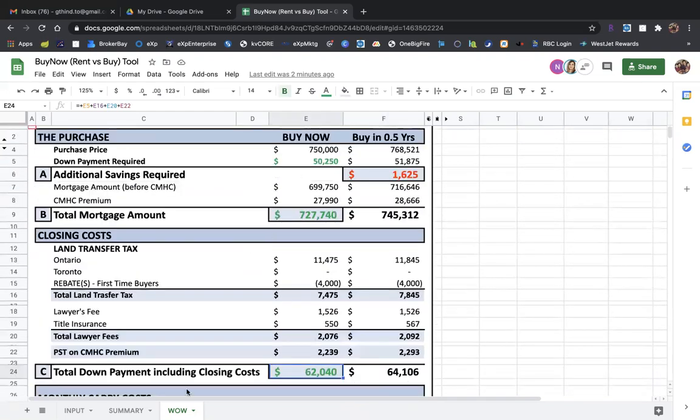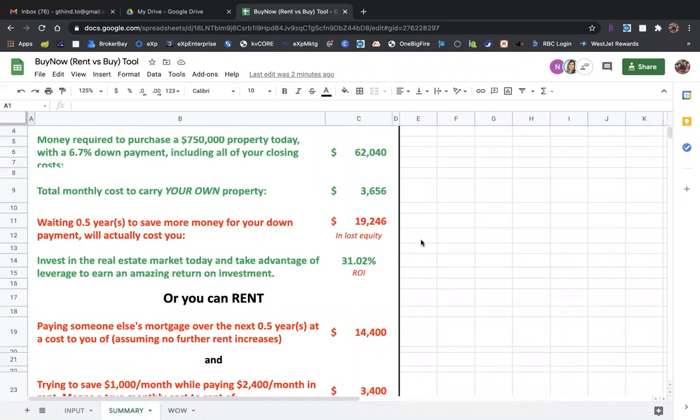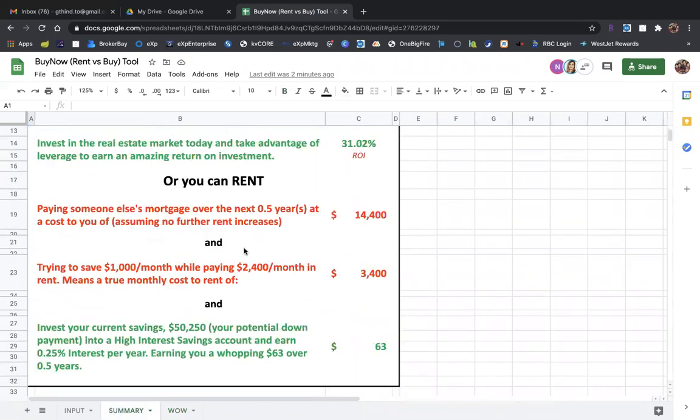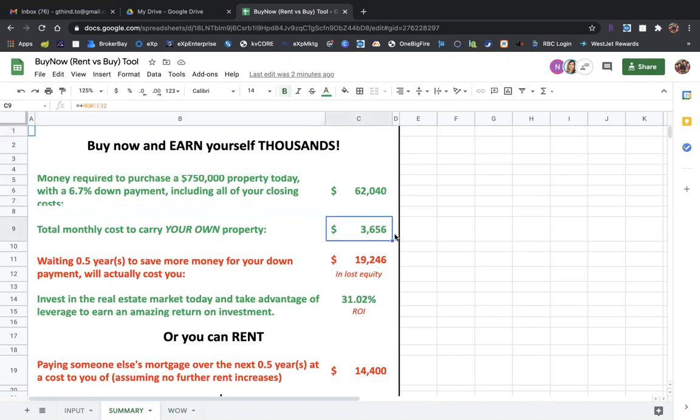Okay, any questions on this, guys? I do have a summary tab that just highlights those main points, and it's very simple. You can use this almost like a script when you're speaking to them. Jojo, the money you need to get in today is going to cost you $62,000. To carry your own property is going to cost you $36.50 a month. And if you wait that 6 months to get into this, you're going to lose almost $20,000 in lost equity just because you're waiting.